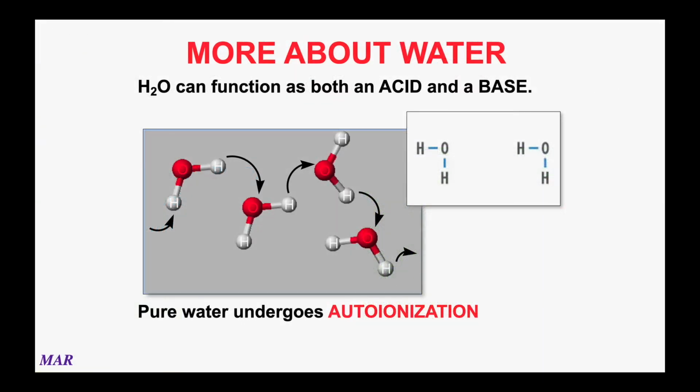Without the addition of any other substances, two water molecules can interact with each other to produce a hydronium ion and a hydroxide ion by transfer of a proton from one water molecule to another. This process is called autoionization. Water actually has acid and base in it at the same time.